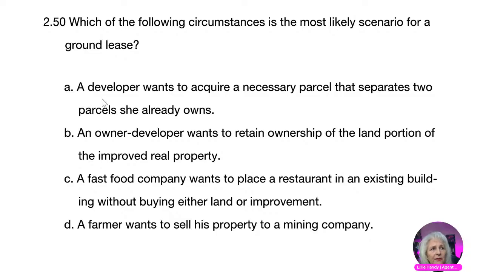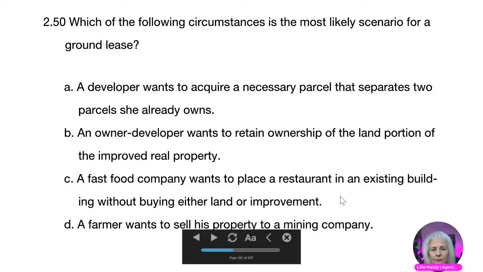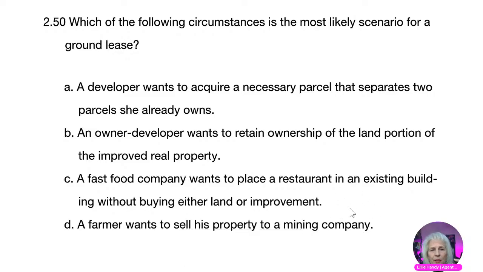So the first one says a developer wants to acquire a necessary parcel and divide it. B, an owner-developer wants to retain ownership of the land portion of the improved real property. So they retain the land, okay, and so they lease the land. C, a fast food company wants to place a restaurant in an existing building without buying either land or improvement. Or D, a farmer wants to sell this property to a mining company. No, they want to keep it as a ground lease. So they're leasing the ground. So the answer here, 250, I already typed it in.